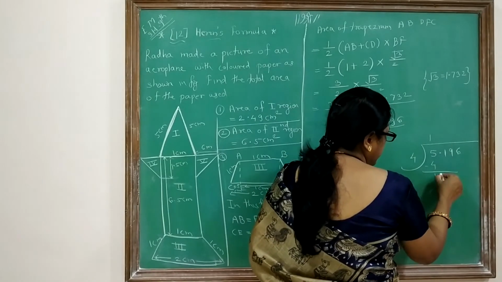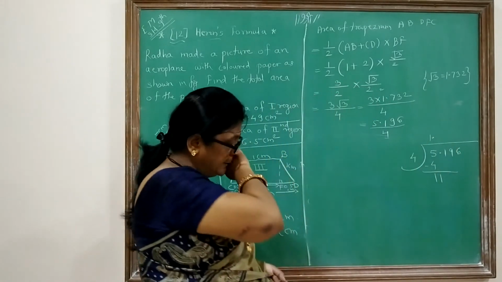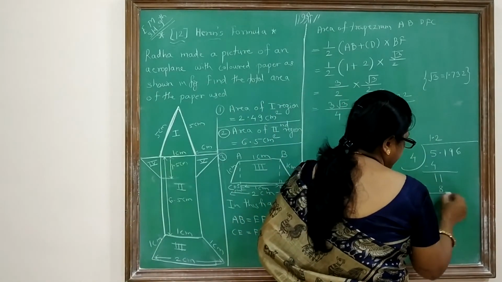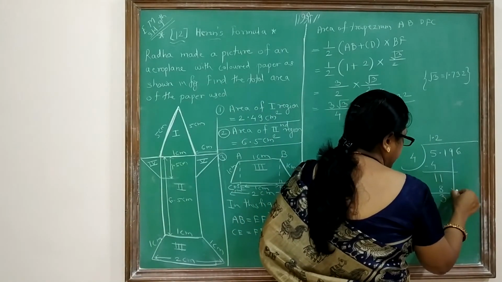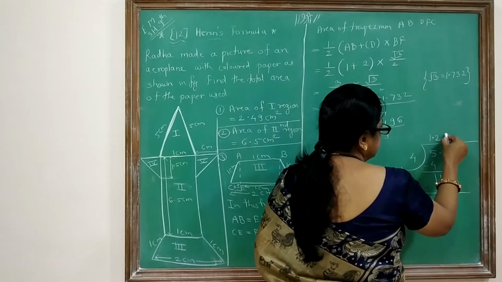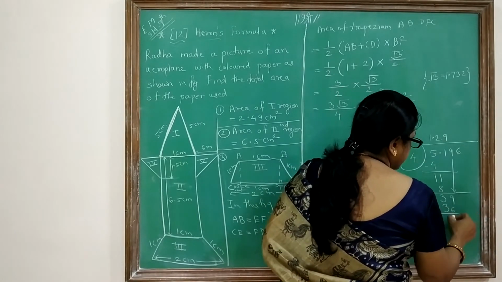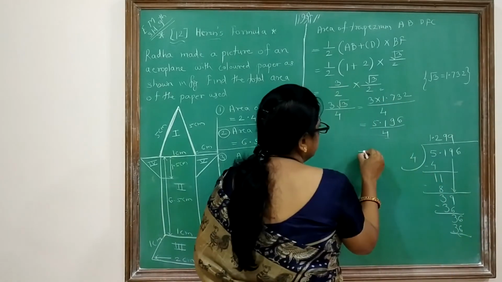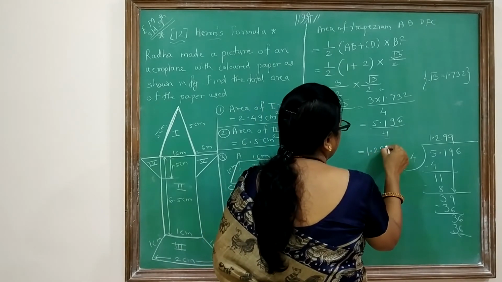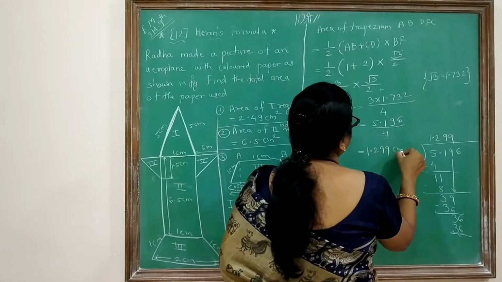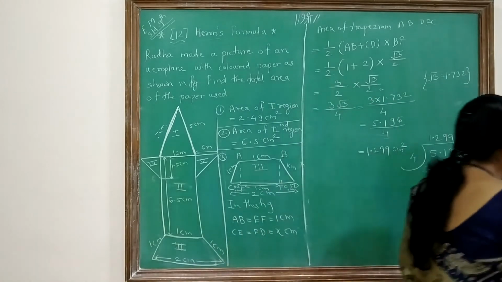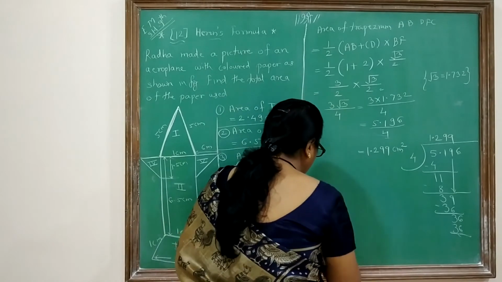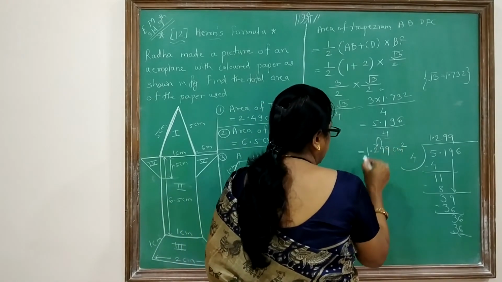Then here 1, here 1. 4 2s are 8. 4 3s are 12. That is 4 2s are 8. Then here 3, then you will write here 9. 4 9s are 36. Then here 3, then here 6. 4 9s are 36. Means your answer is 1.299 centimeter square.